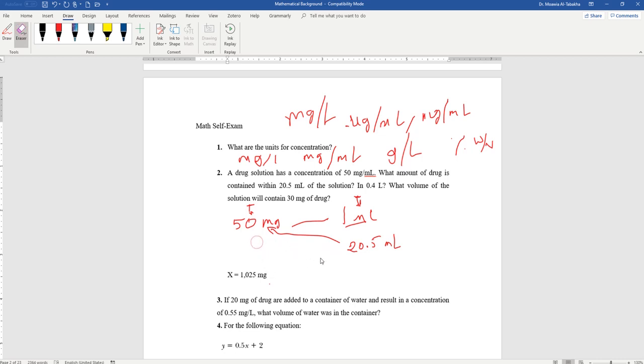Now the other question is, how much is there in 0.4 liter? So where do I put 0.4 liter here? Yes, but there is a problem. Here we have ml and here we have liter. So what I need to do is to convert liter to ml. You know that 1 liter is equal to 1000 ml. So 0.4 liter is equal to 400 ml.